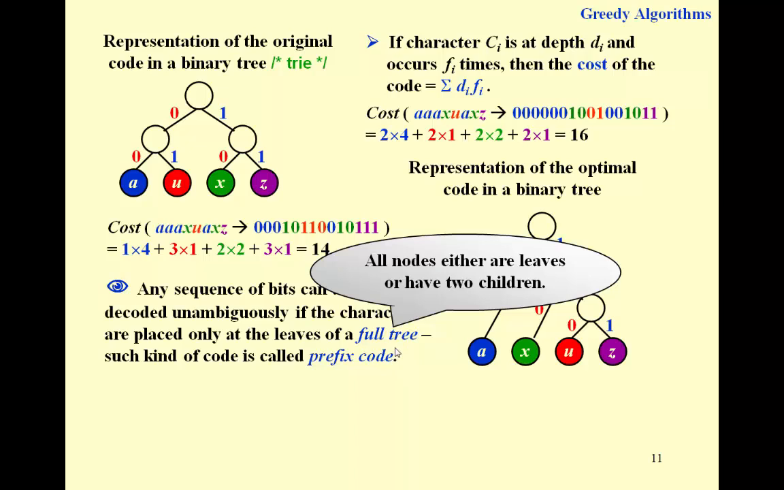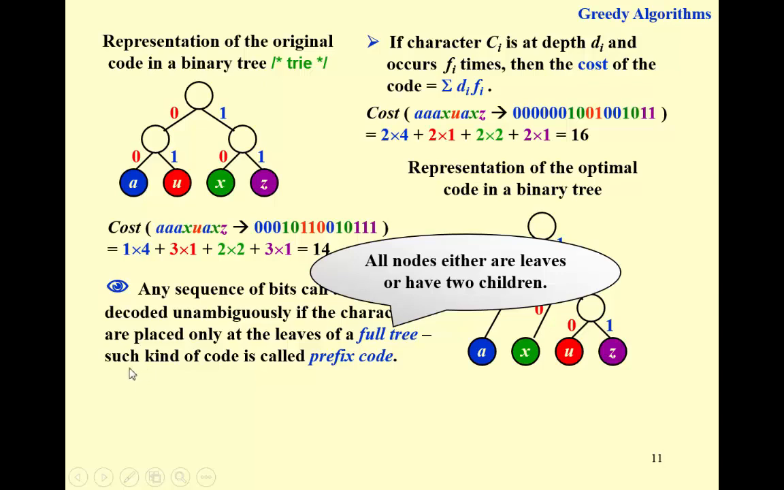Think about the tree with a degree 1 node, okay? Since all the characters must be placed at the leaves, that degree 1 node is certainly not a leaf node, right? So it must be an interior node. Then what will happen if we delete that node from the tree? We must be able to obtain shorter codes, right? And since we're trying to find the minimum cost, a shorter code means a smaller cost, right? And that's why we restrict it to be a full tree. Okay. And such kind of code is called prefix code.